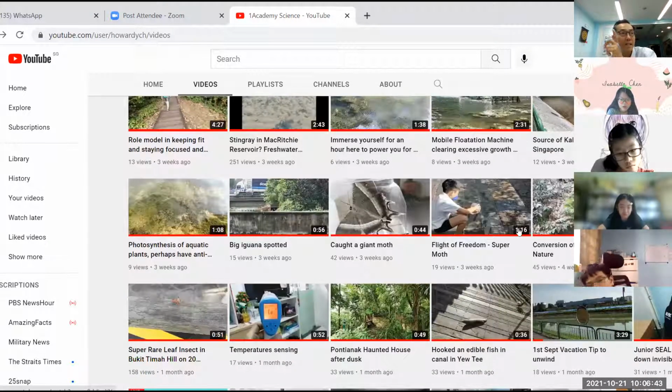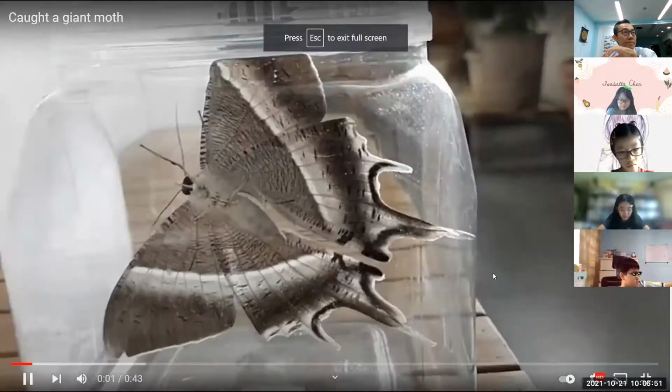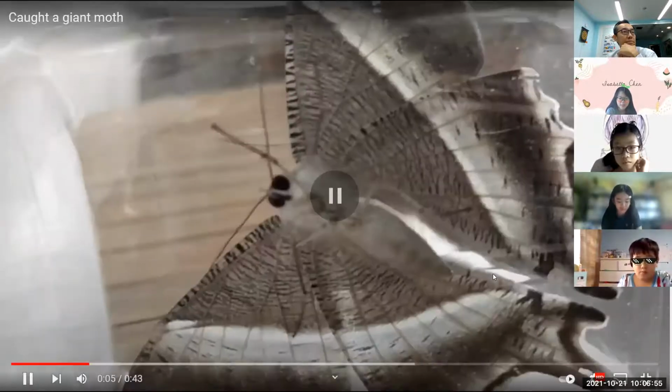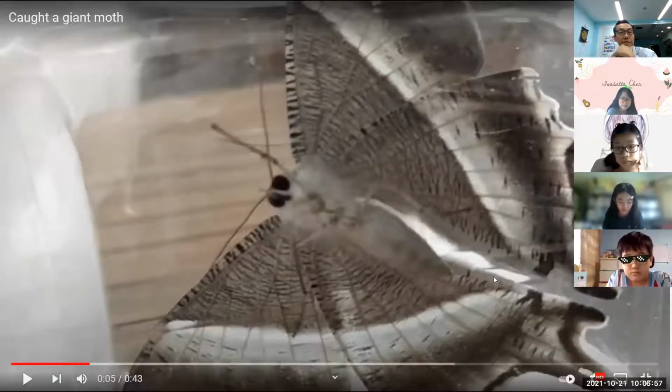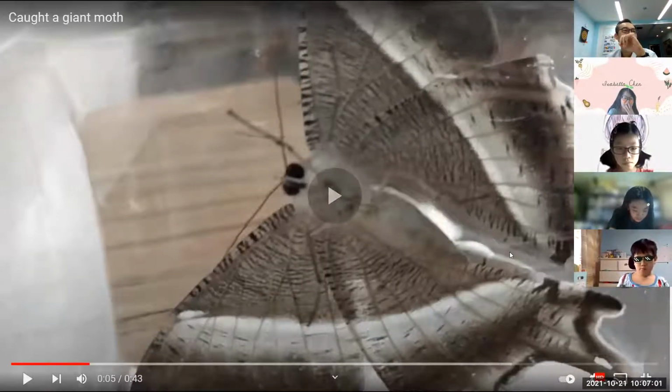Okay, one more thing, the insect. Just now we saw the ant, right? Some insects have wings. You see this one? This insect has wings. I saw exactly the same size moth in my school. Yeah, this is very big. It's the size of my palm.